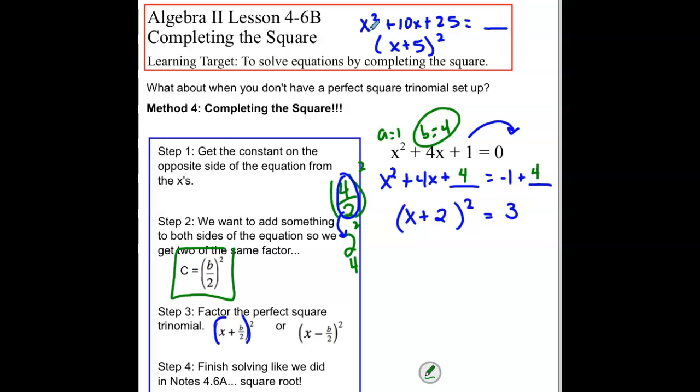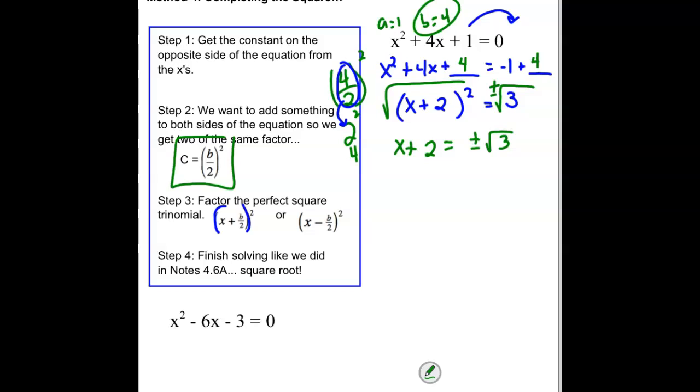And now we're going to use the same technique we used yesterday, and that was to just square root both sides. So we end up with x plus 2 equaling plus minus root 3. There are no perfect squares inside that 3 that we can pull out. So all we can do is just move the 2 to the other side by subtracting it. So our answer would be -2 plus and minus root 3.